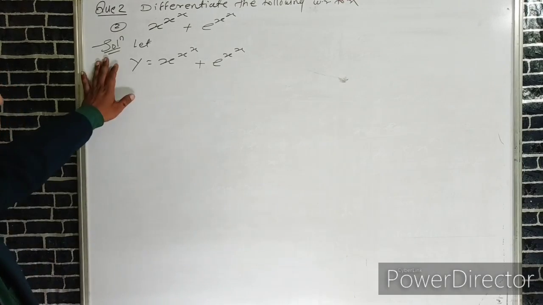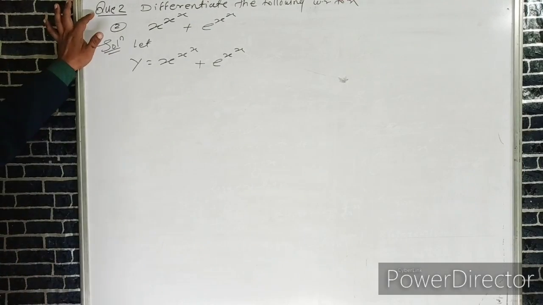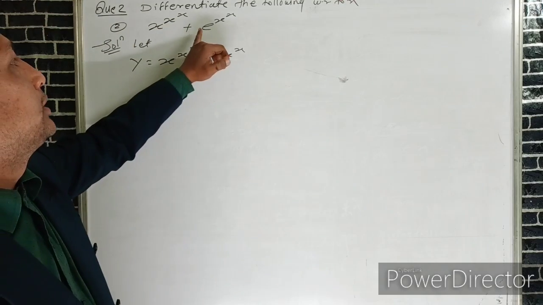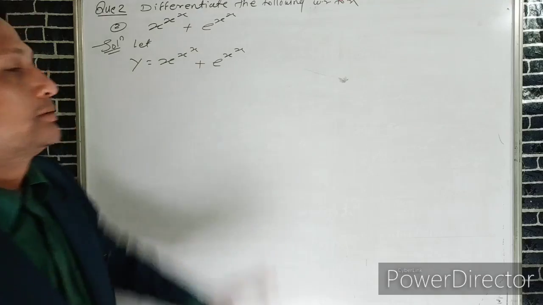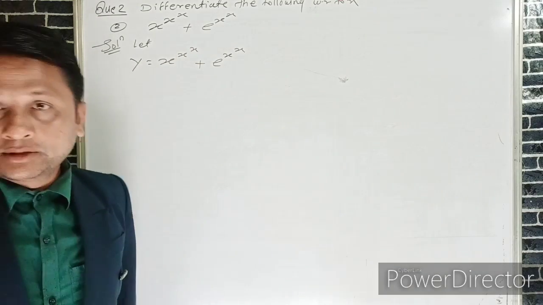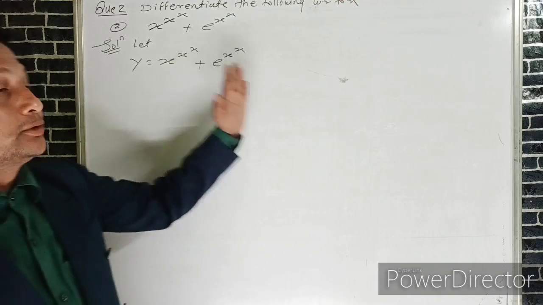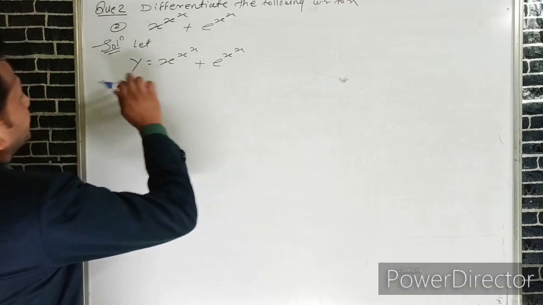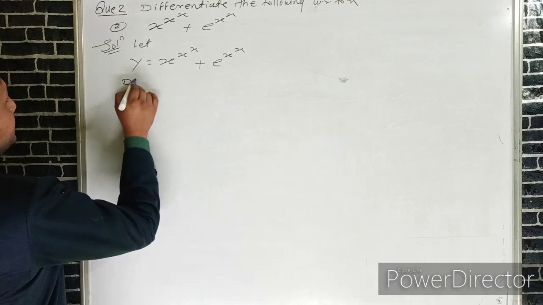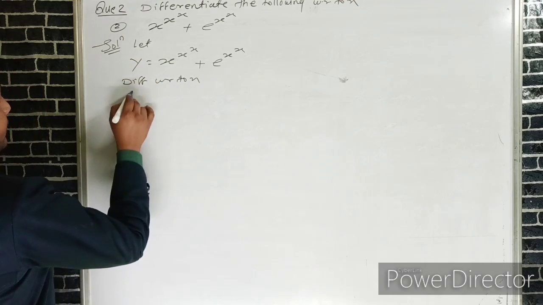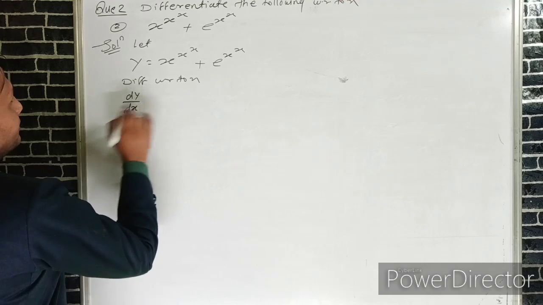Example number 2, which is in question number 2, is x raised to the power x raised to the power x plus e to the power x raised to the power x. First we consider that y is equal to x raised to the power x raised to the power x plus e to the power x raised to the power x. If we have to find the derivative of this function, first we differentiate with respect to x the derivative of y, which is dy by dx.